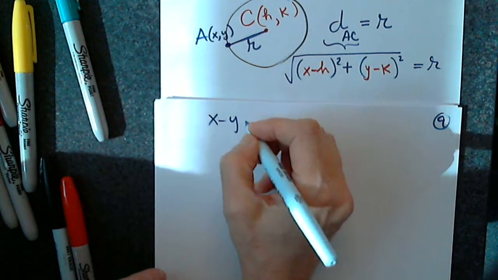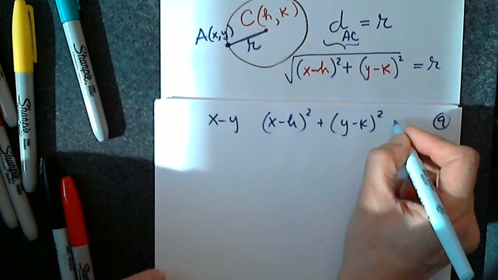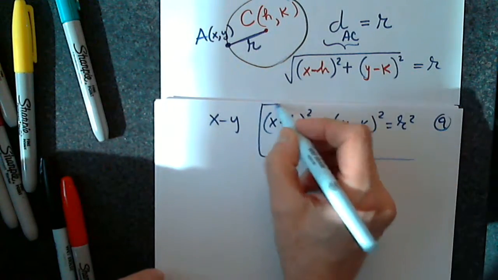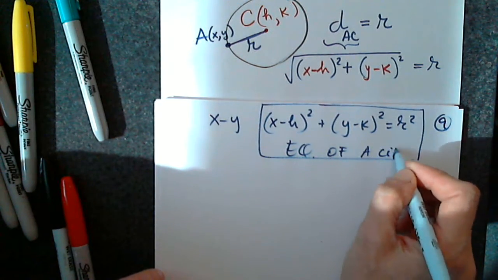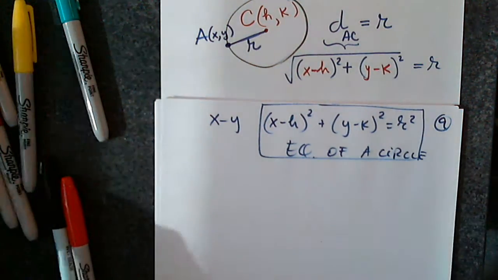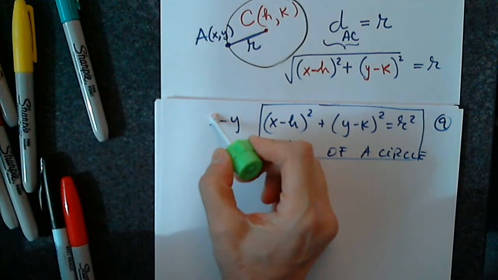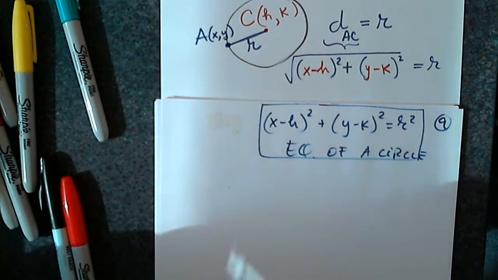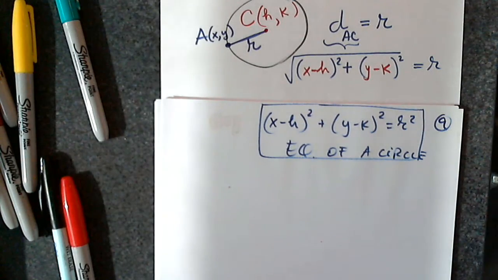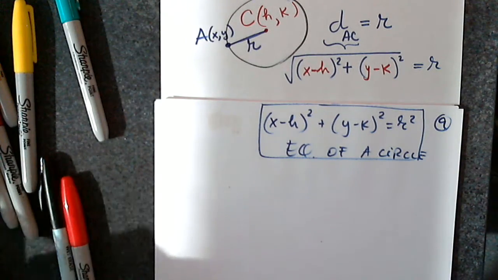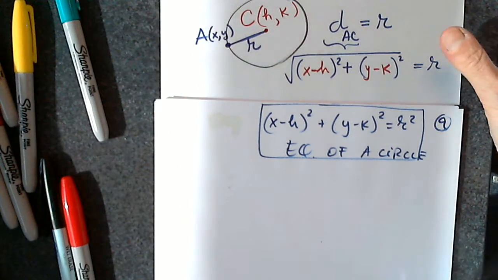So this is the equation of, oops, I didn't mean that. Don't write that, I'm going to delete it. This is the equation of a circle. It comes from which formula? The distance formula. So please remember, commit those two to memory. They're pretty similar.